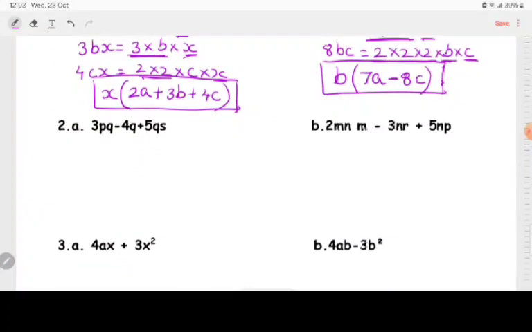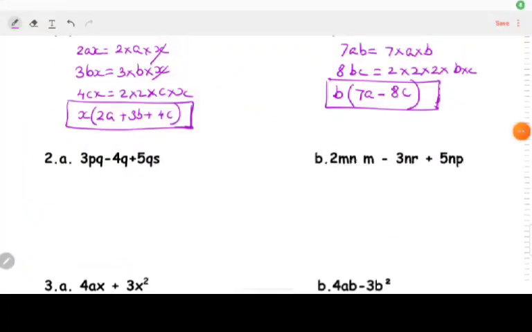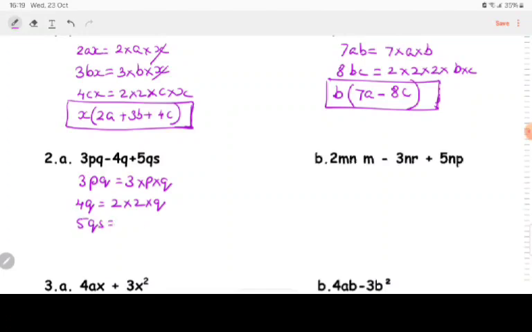Let's move to the next one. Alright children, now let's look at this one. 3PQ is equal to 3 into P into Q. We have 4Q, which is equal to 2 into 2 into Q. We have 5QS, which is equal to 5 into Q into S. So what's common? Here Q, Q and Q. So we keep the Q outside.